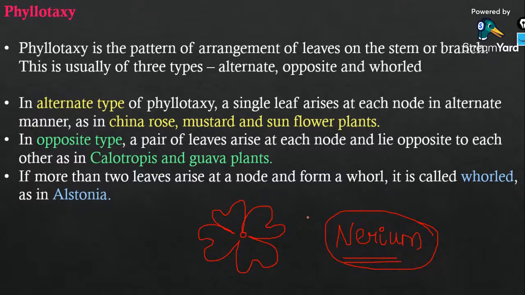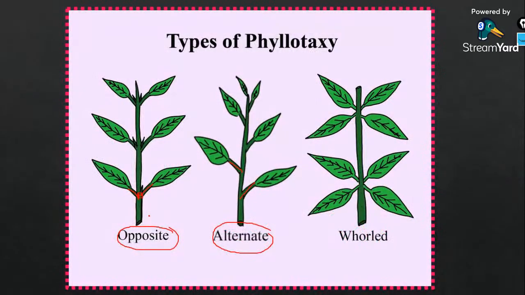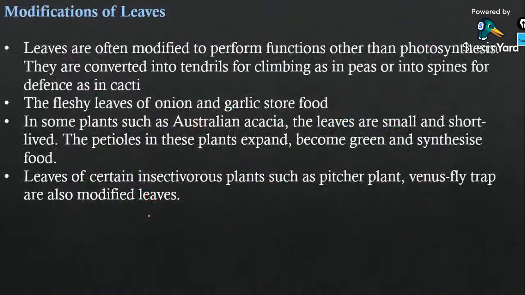Nerium has whorled phyllotaxy. Another example is Alstonia. Clear? So in whorled phyllotaxy, from one point, you will find a lot of leaves. Next, we are going to discuss the modification of leaves.